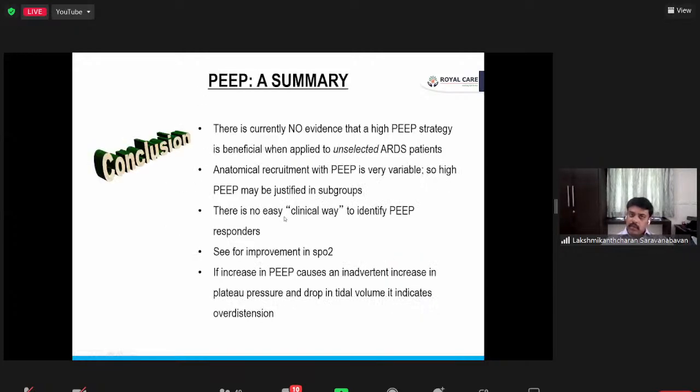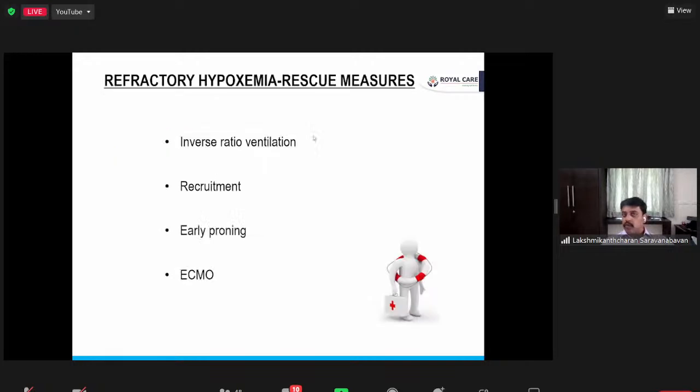So these are the basic lung ventilation strategies that we use: low tidal volume with a high PEEP and a plateau pressure that is maintained less than 30 centimeters of water. Ideally, this patient should improve with this amount of lung treatment maneuvers. If they are not improving, then we have to go for what are called rescue or salvage measures for refractory hypoxemia. What we have for that is inverse ratio ventilation, recruitment, early proning, and ECMO.